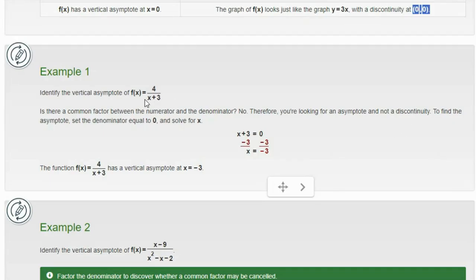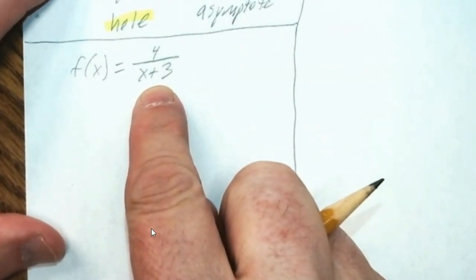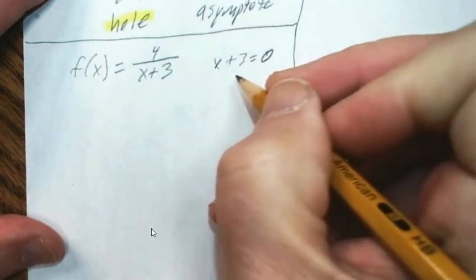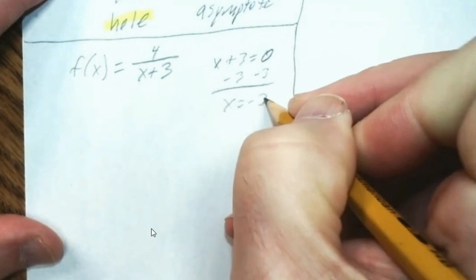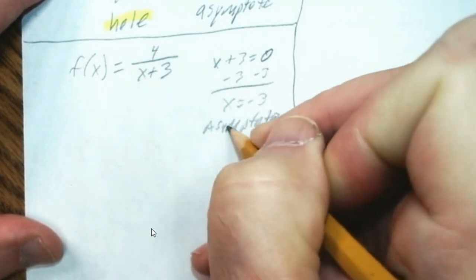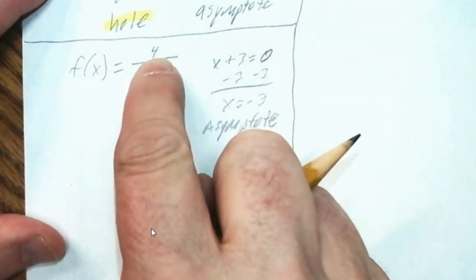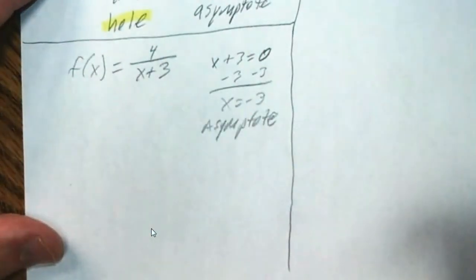So let's look at this example here. We're going to get into a horizontal asymptote shortly, but to find the vertical asymptote, we just find what makes the denominator equal 0. So if we subtract 3, x equals -3 will be an asymptote. That's going to be a vertical asymptote at x equals -3. There's only a 4 up here, so we know it's not going to cancel out and be a hole. There's not an x plus 3 in the numerator.